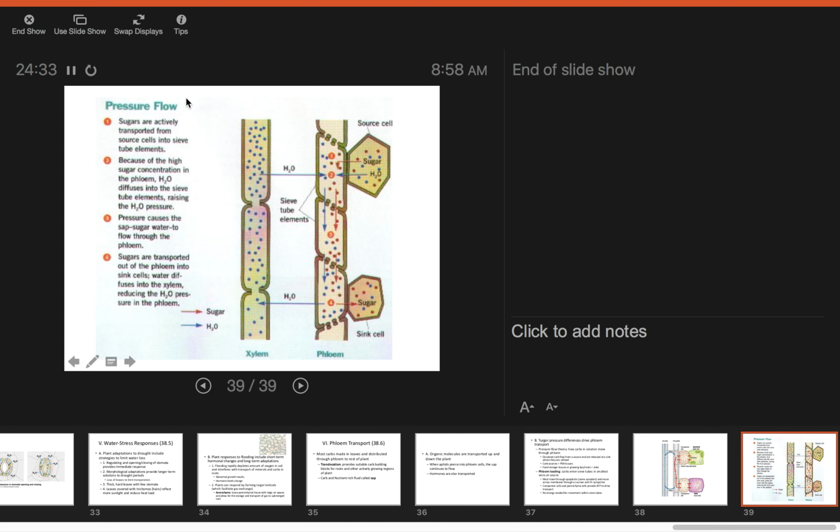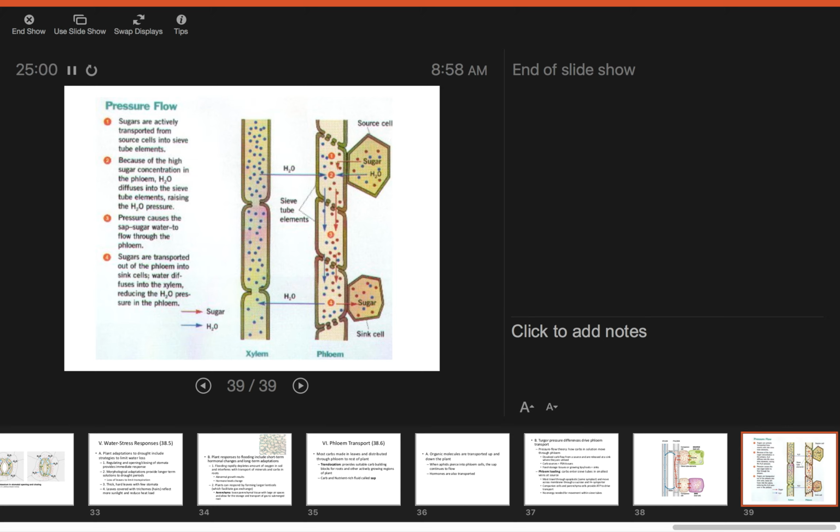So this diagram just talks about the pressure flow that's involved with it. Source cell, that's our leaf. How it enters, step 1, sugars are actively transported from source cells into the sieve tube elements. Because of the high concentration of sugar in the phloem, water diffuses into the sieve tube elements, raising the water pressure. Pressure causes the sap, sugar water, to flow through the phloem, where sugars are transported out into sink cells.